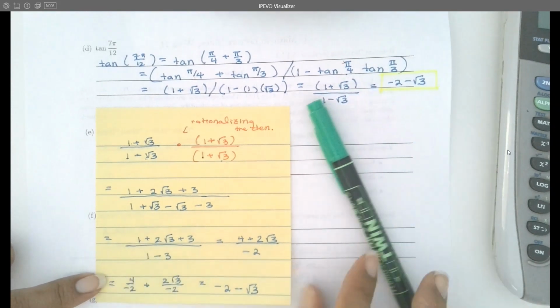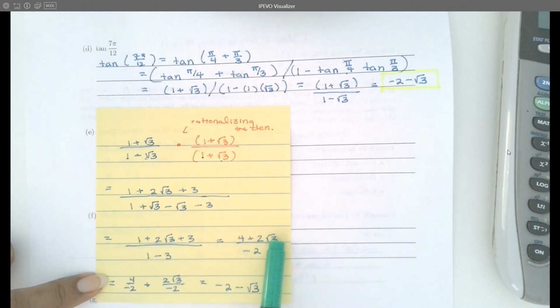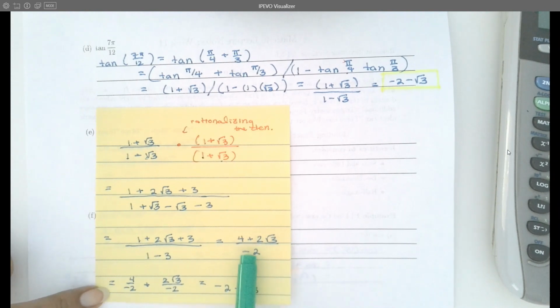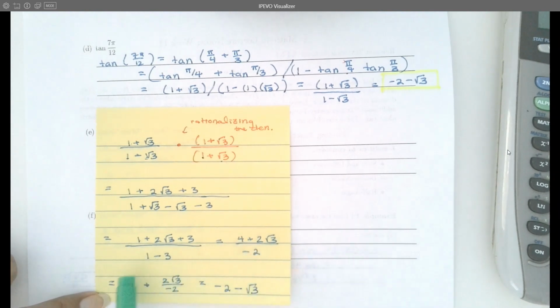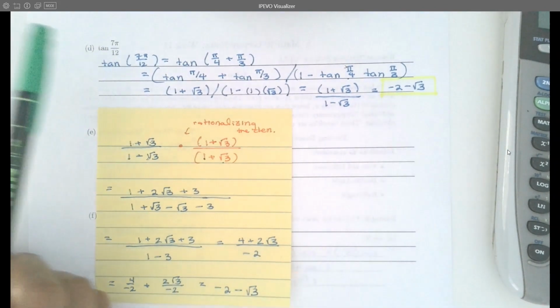And then in the numerator, if we take the 1 plus 3, it'll give us a 4 plus 2 radical 3. In the denominator, the 1 minus 3 will give us a negative 2. If we then take those two terms and split them up, we'll get 4 over negative 2 plus 2 radical 3 over negative 2. And then the 4 over negative 2 will reduce down to a negative 2, and the 2 over negative 2 will simply reduce down to a negative 1, radical 3. So negative 2 minus radical 3 would be our final answer for part D.